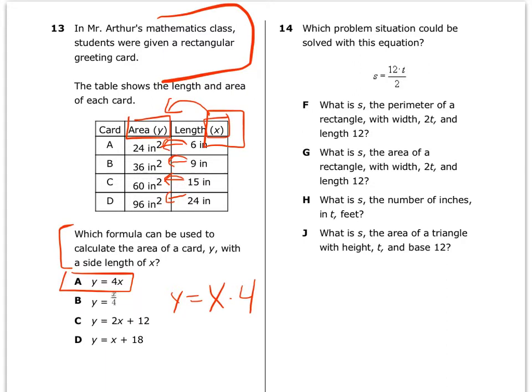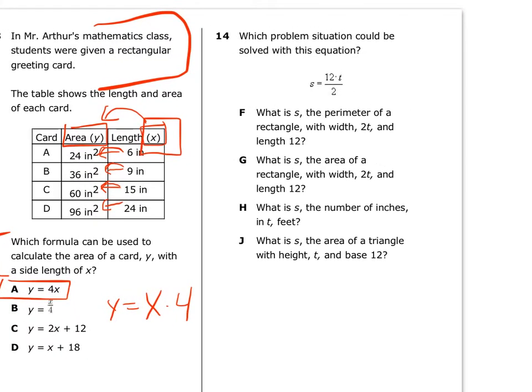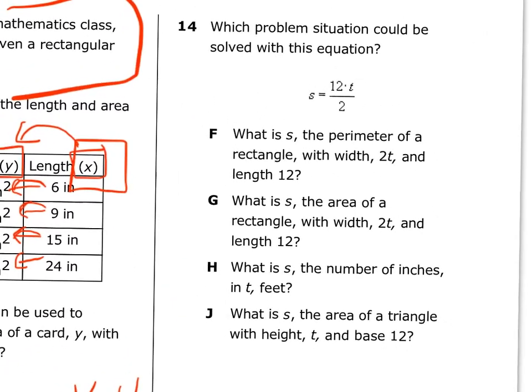Alright, 14. Again, we're going to have to look at our formulas that are over on the board. It wants to know which one goes with this right here. Well, it says, what is S? The perimeter of a rectangle with width of 2t and length 12. Well, what's the formula for perimeter? Two times length plus 2 times width.